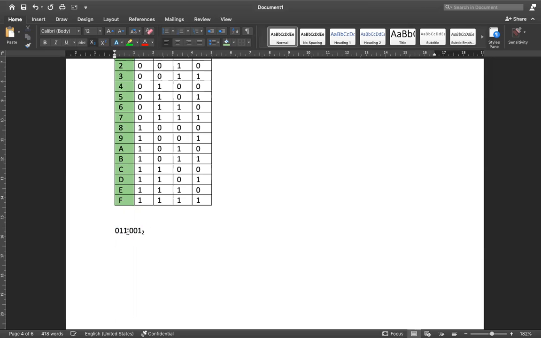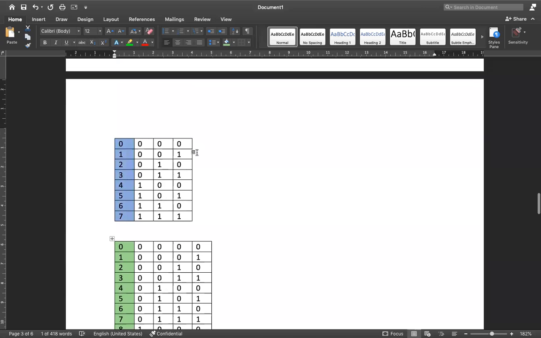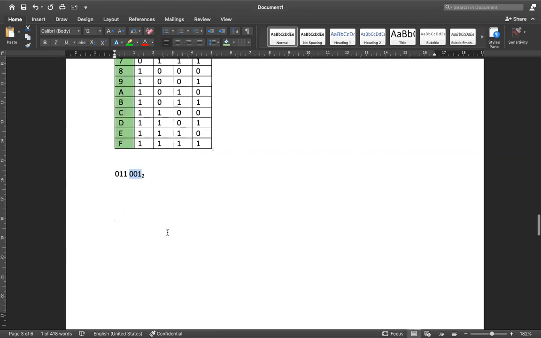Then what is 0, 0, 1 in this table? 0, 0, 1 is 1, no? Right, it is 1. I'm going to write this set 0, 0, 1 and color it in some color, maybe this color. It is 1. Same color.